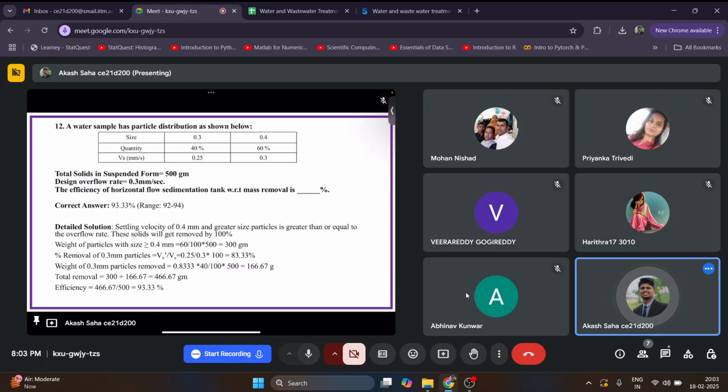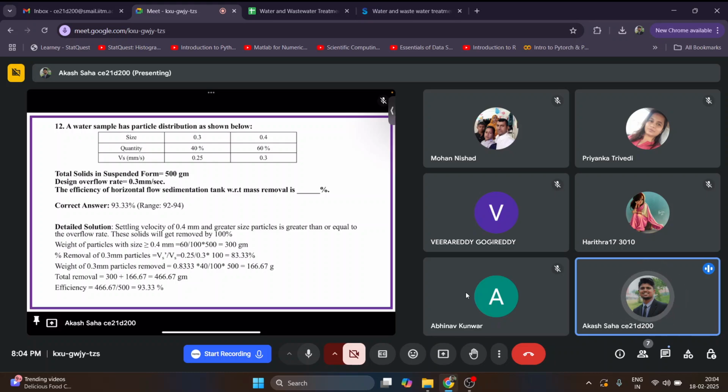Now what about the 0.3 mm particles? So the removal percentage will be based on the settling velocity. The settling velocity is given as 0.25 and the overflow rate is 0.3. So we will divide 0.25 by 0.3. So we will get 83.33%. Okay, so that means out of the particles which are of 0.3 mm size, 83% will get removed.